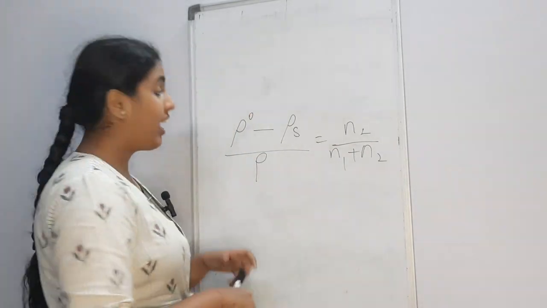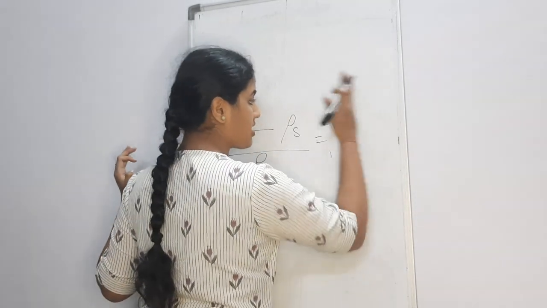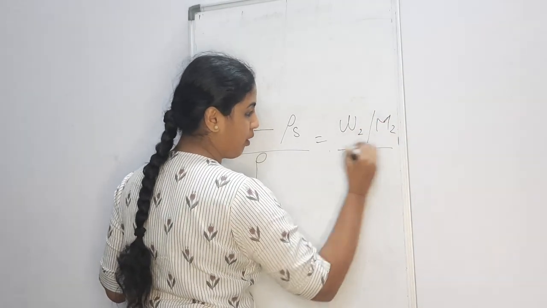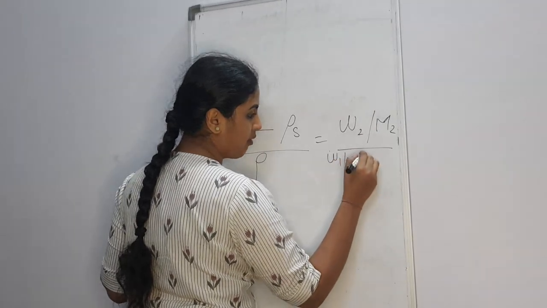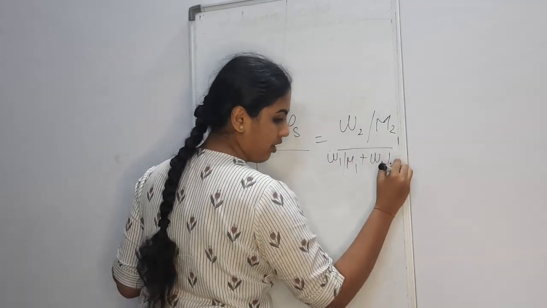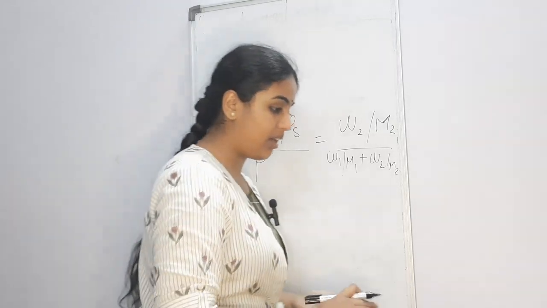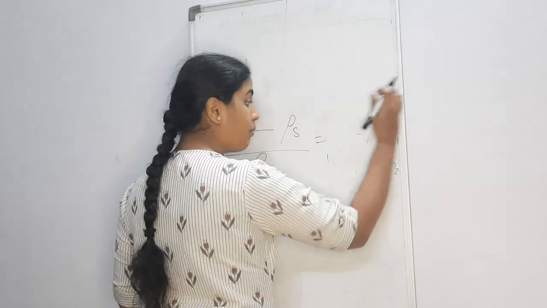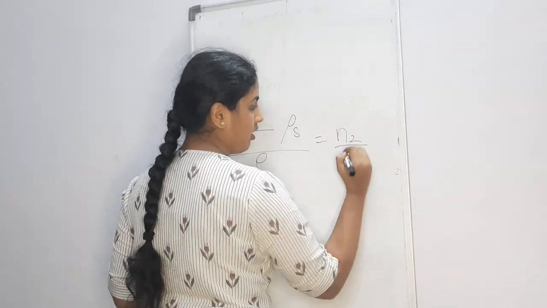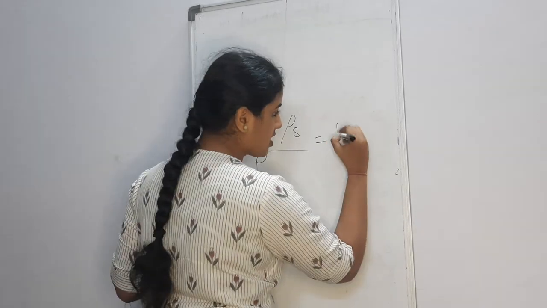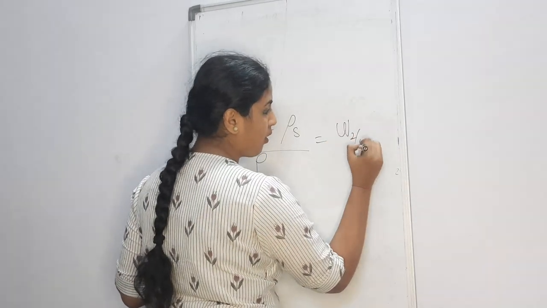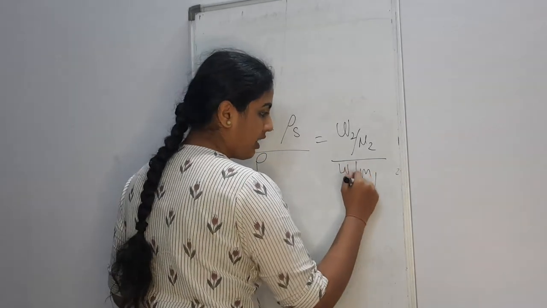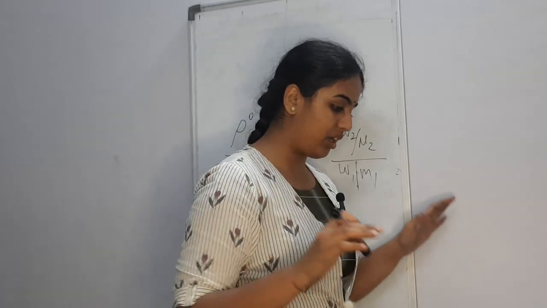Now, again, N2 and N1 can be written as: N2 can be written as W2 by M2 upon W1 by M1 plus W2 by M2. Right? This can be written for that as well. Or you can also write it as N2 upon N1. Right? And then that again becomes W2 upon M2 upon W1 upon M1. That is all relative lowering of vapor pressure is about.